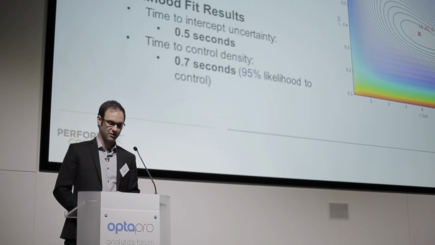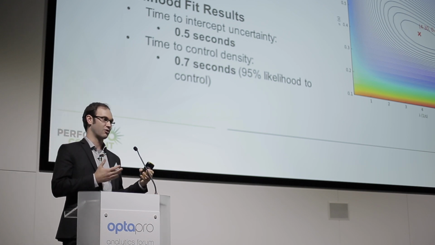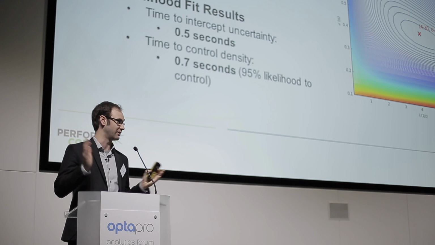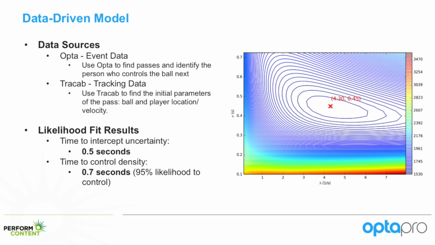Okay, now here's the fitting slide. So like I said, this is data-driven, even though with the toy example I pulled the numbers out of thin air. With this example, we're actually fitting it. So we basically take real TRACAB data, real Opta data, we look for passes, we look for the result, and we see which parameters best maximize the likelihood. And we end up getting a time to intercept uncertainty of about 0.5 seconds, and a time to control density, which corresponds to about 0.7 seconds to control a pass with a 95% likelihood.